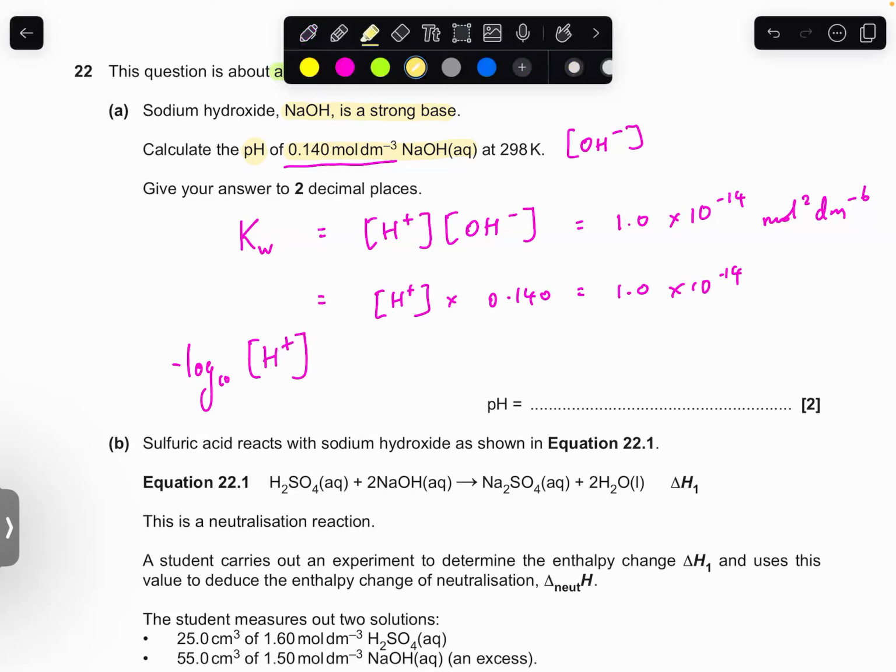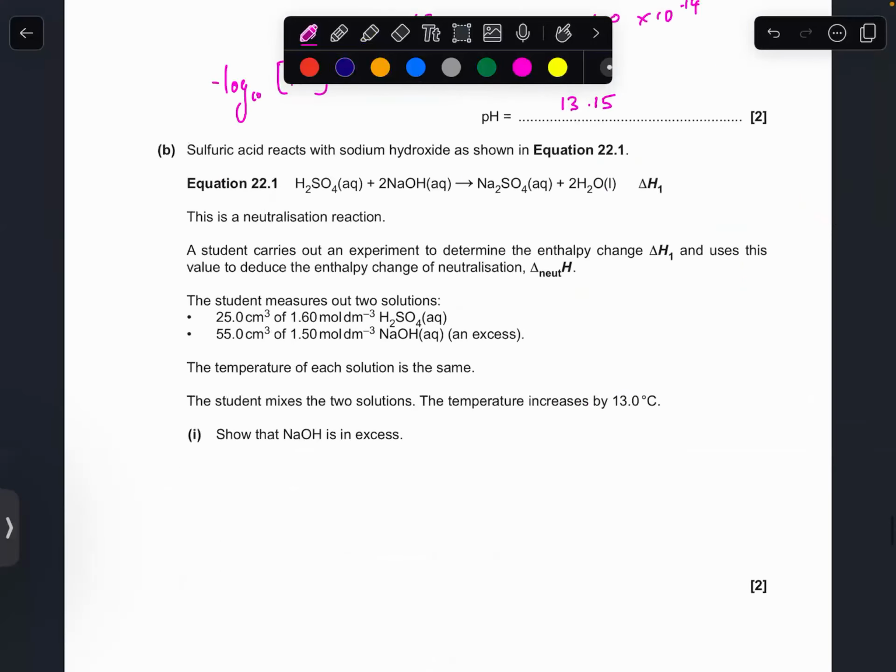And you see, in this question, you could spend all the hard work in doing the question and not read it carefully. They want it to 2 decimal places. So let's do this. Two decimal places, that gives 13.15. Very good. Next question.